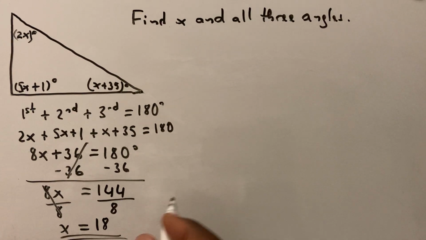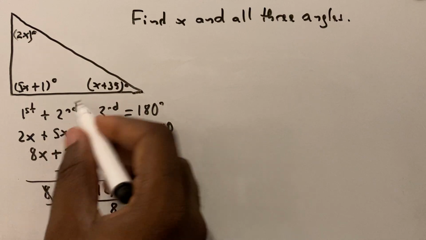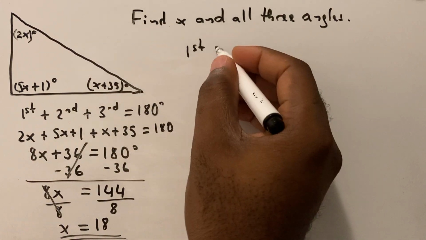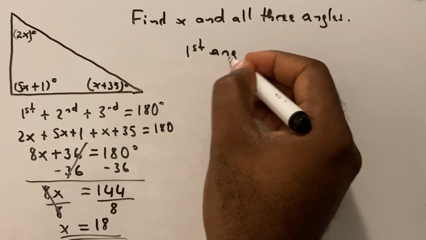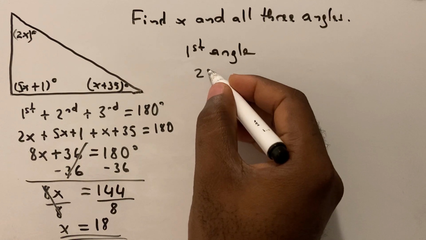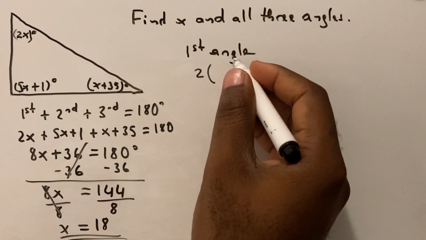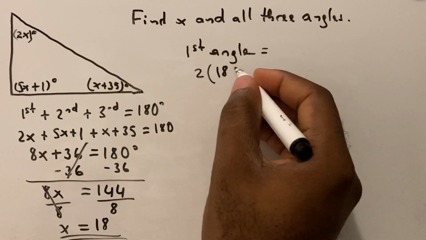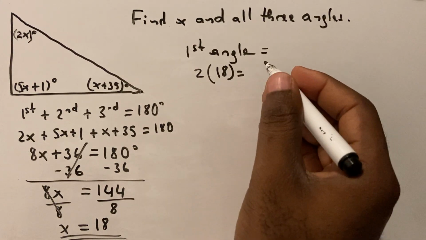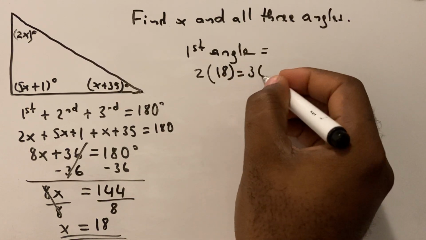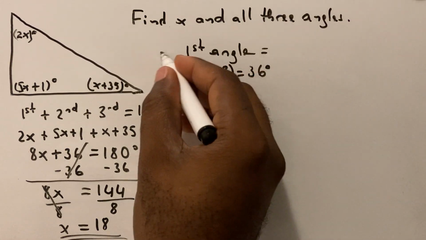Now after you get x, remember what you need to get. Also, we need the first angle. First angle will then be 2 times x. So that's 2 times 18, because you just found 18. So the first angle is 36 degrees, because 2 times 18 is 36. This is the first one.